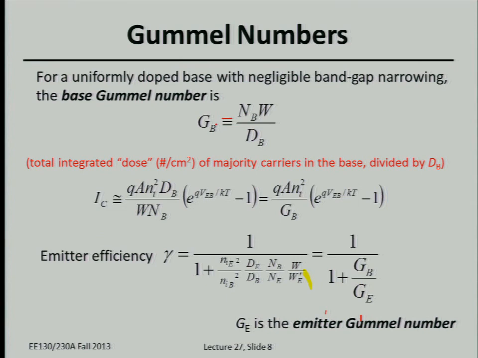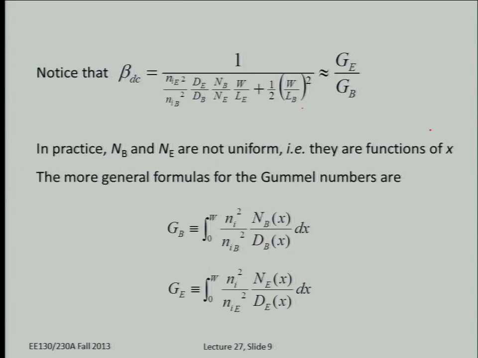So if we actually look at the equation for emitter efficiency, on which the current gain depends quite heavily, you can see you can just write it as a ratio of Gummel numbers, the base Gummel number and the emitter Gummel number. Okay? So the emitter Gummel number is defined similarly as the base Gummel number. For a uniformly doped emitter, it's NE times the width of the quasi-neutral emitter, divided by the diffusivity of minority carriers in the emitter. So it's helpful to remember that the current gain is roughly equal to the ratio of the emitter to the base Gummel number. What this means is that you generally like to have more dopants in the emitter than in the base to have high current gain.